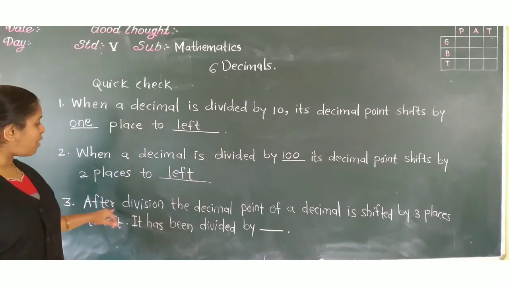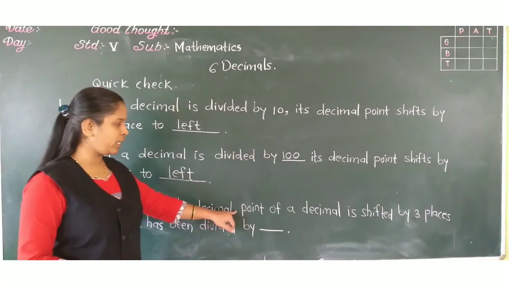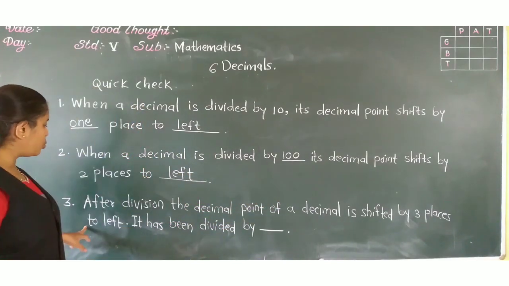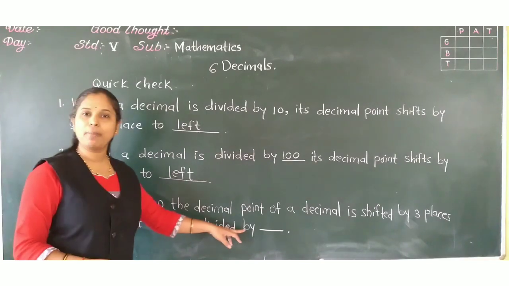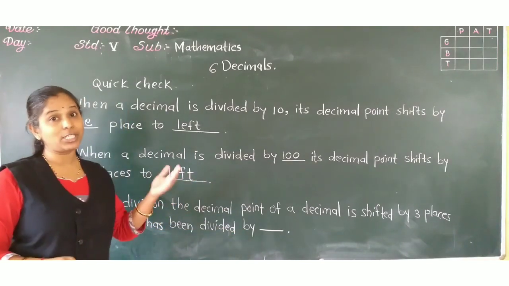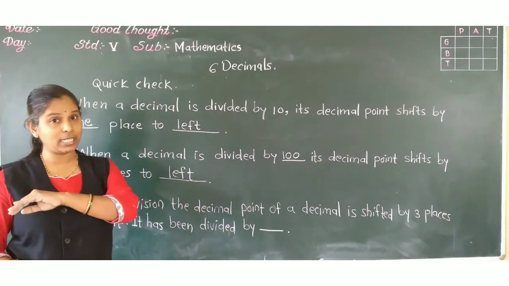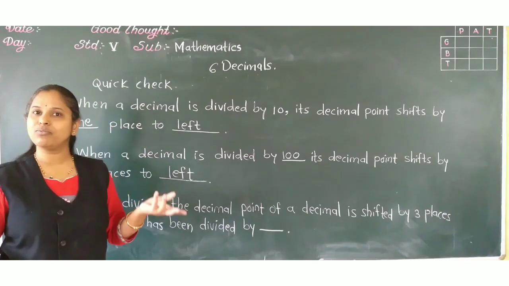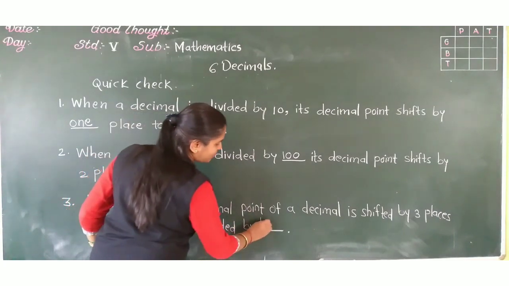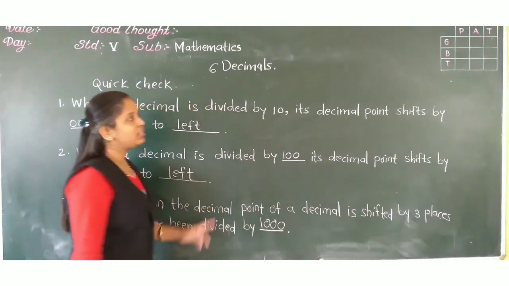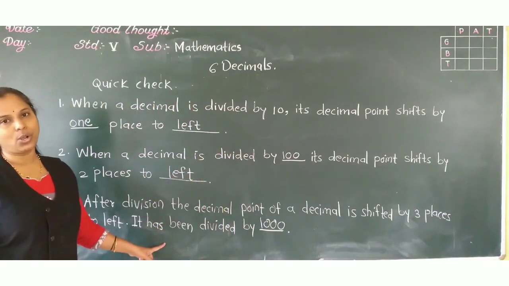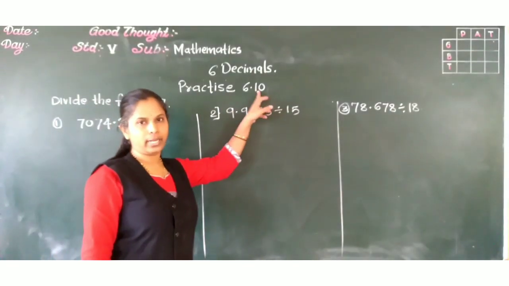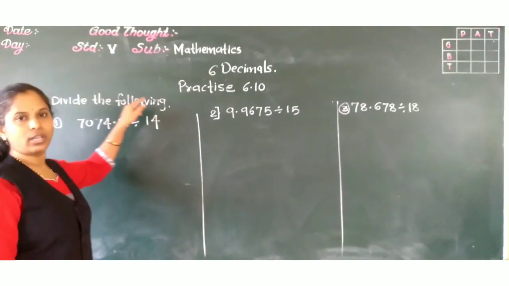Now, if after division the decimal point of a decimal is shifted by 3 places to the left, that means we have divided that number by 1000. You will have to solve all of this in your notebook. We'll solve practice 6.10. In that, it says divide the following.